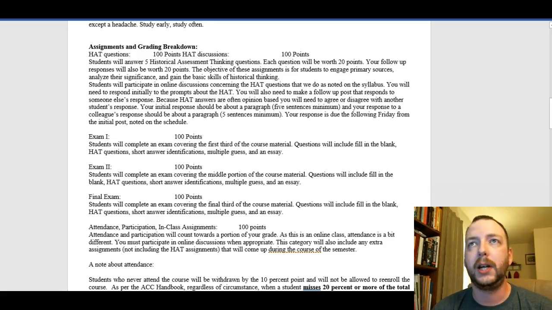Students will answer 5 historical assessment of thinking questions over the course of the semester. Each of these questions will be worth 20 points. Your follow-up responses will also be worth 20 points. Brings us to 200 points total for this whole assignment. The objective of these assignments is for students to engage with primary sources, to analyze their significance, and to gain the basic skills of historical thinking.